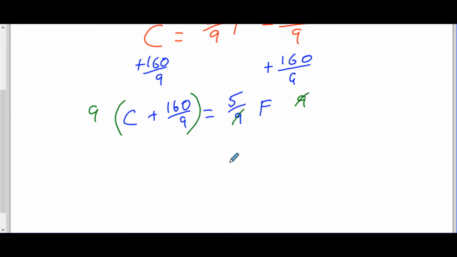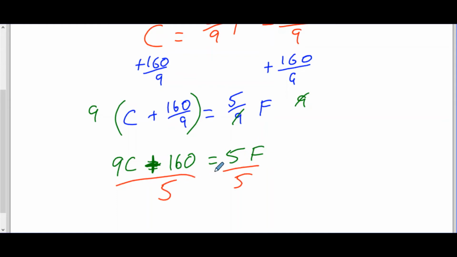So that 9 cancels with that 9. I get 9c, oh look, those 9s cancel. Sorry, that should not be equals, that should be a plus. 9c plus 160 equals 5f. And then we're going to divide by 5. So everything gets divided by 5.